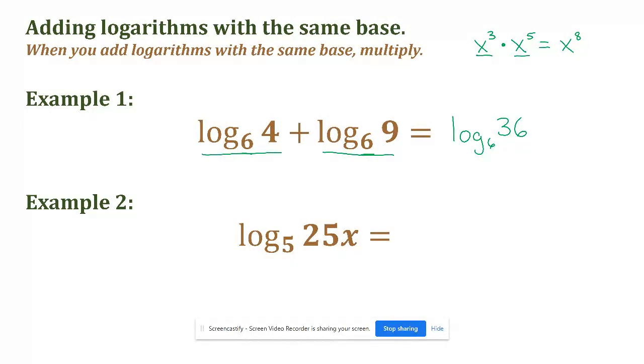So you have log base 6 of 36, and we can evaluate this. We know 6 to the second power is 36, so this is going to be a 2. So that simplifies all the way down to a nice result here.